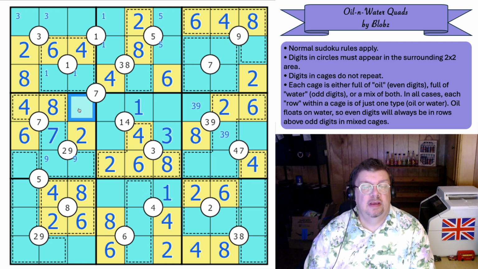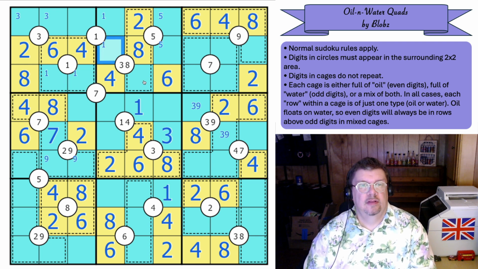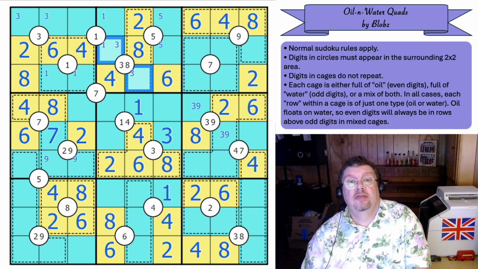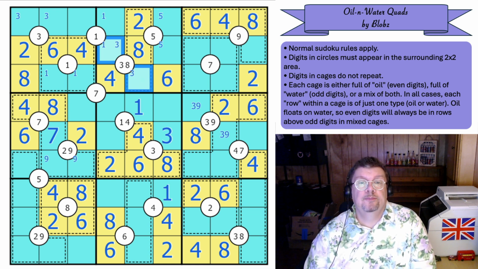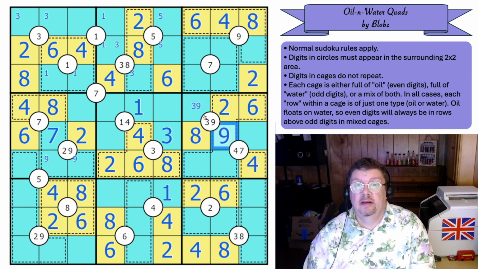Okay, this cannot be a 7 because we already have a 7 in the box. So the 7 for this is either here or here. That's, I'm not going to mark that across the boxes, but that's a 3 in one of those two. This 3 makes this a 9.